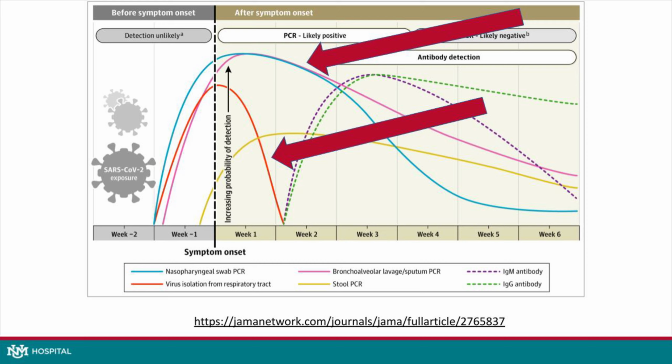Now, contrast that with PCR. The blue line is a nasopharyngeal PCR, and the pink line is a bronchoalveolar lavage or sputum PCR. Those go up around the same time, but they take a much longer time to come down. So the challenge again is that the PCR is more sensitive, but it does not tell us about virus transmissibility, which is challenging when we're trying to figure out when people are no longer infectious. So now, what in the world do we use?